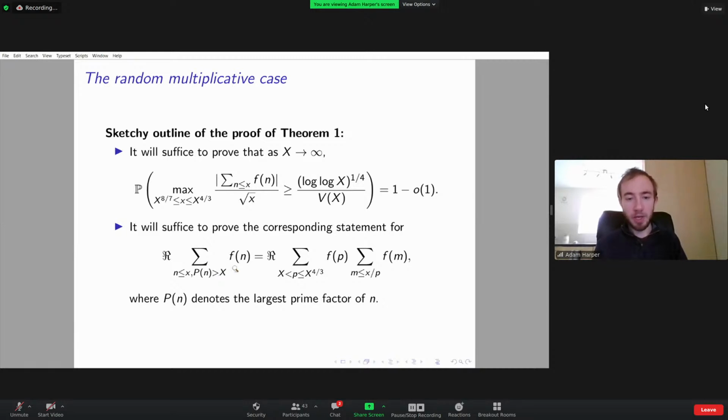And the advantage of looking at this is that the numbers less than x which have a prime factor bigger than capital X only have one, because they're not big enough to have two prime factors of this size. And then by multiplicativity, we can split up the sum in terms of this big prime factor they have, which is bigger than capital X, f of p, and then the rest of the number, so f of m for the part that's less than x. So it will suffice to show the existence of large fluctuations of these sums.